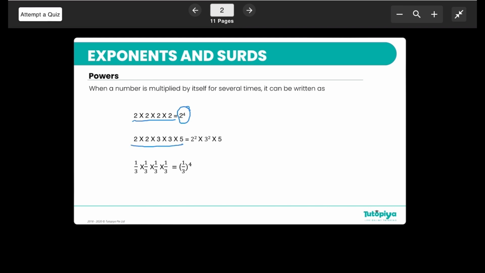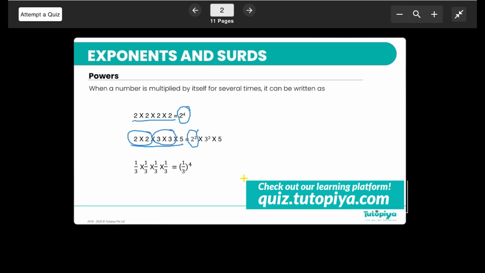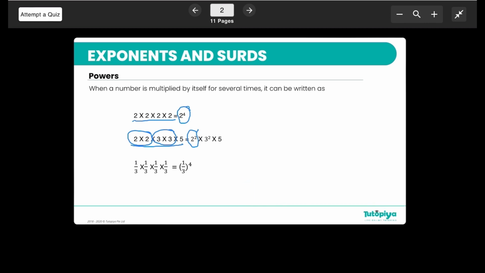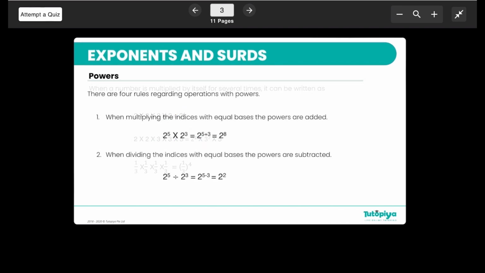Or when you have to write an expression like this, you can see that the 2 is multiplied twice, so you write that as 2 squared. 3 is multiplied twice, so you write it as 3 squared, and then there's the 5 at the end. Or you have 1/3 being multiplied 4 times, which you can then write as 1/3 to the power of 4.